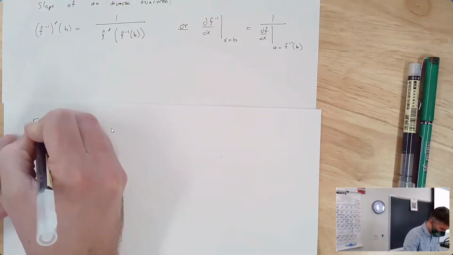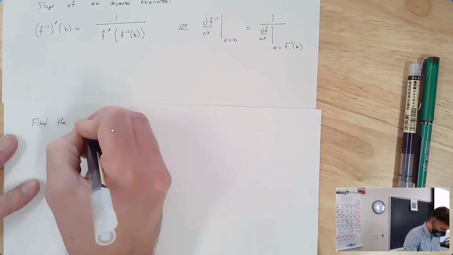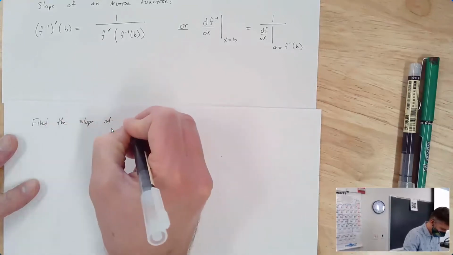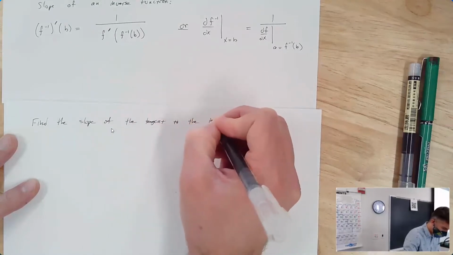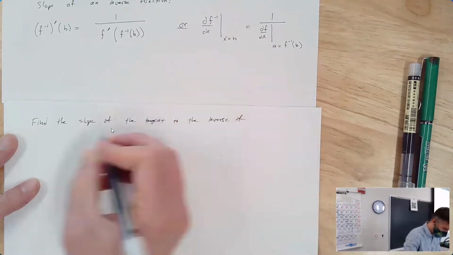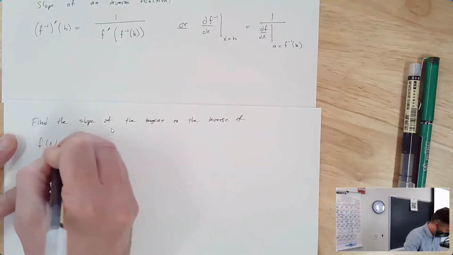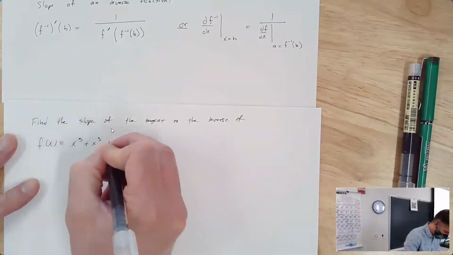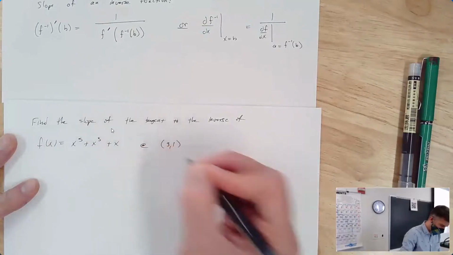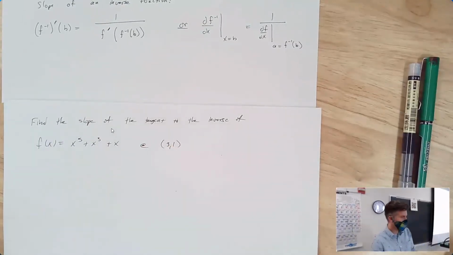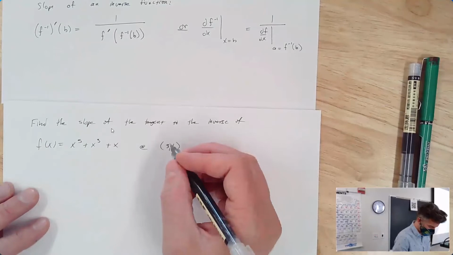So let's find the slope of the tangent to the inverse of f of x equal to x to the 5th plus x cubed plus x at the point 3, 1. So 1, 3, I should mention.